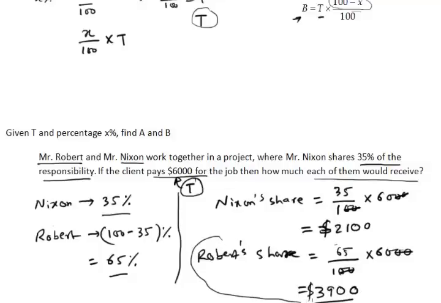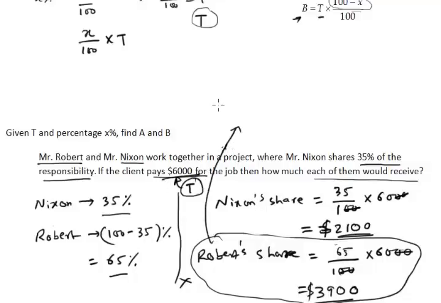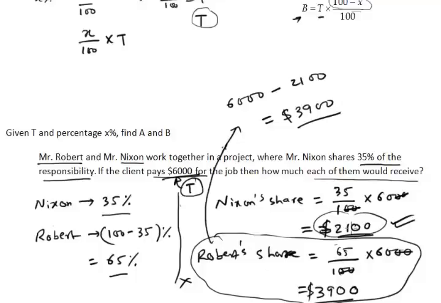Instead of doing this much calculation, since we know Mr. Nixon's share is 2,100, and the total quantity is 6,000, Mr. Robert's share can easily be found: 6,000 minus 2,100 easily gives us 3,900. So once one share is found, we can just subtract that amount from the total quantity to find other shares as well.